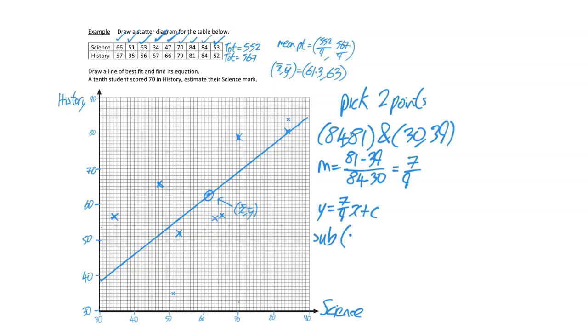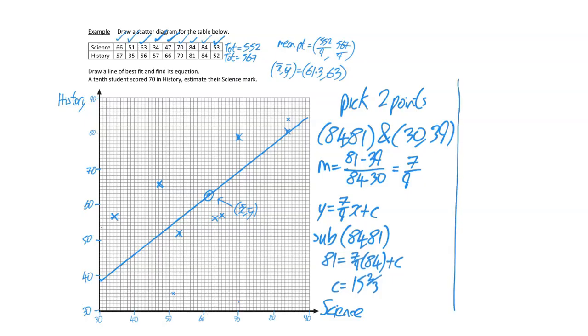So sub in (84, 81), which I've just picked. That means 81 is equal to 7 over 9 times your 84, plus your c. With a wee bit of working out, you get your c is equal to 15 and 2/3. So what we have found so far is the equation of your line is y is equal to 7 over 9 x plus 15 and 2/3.